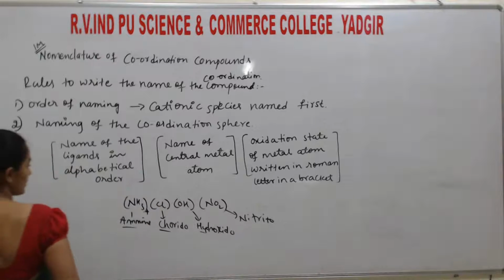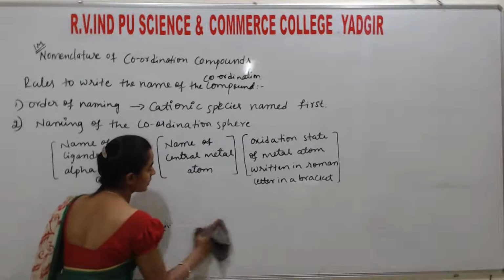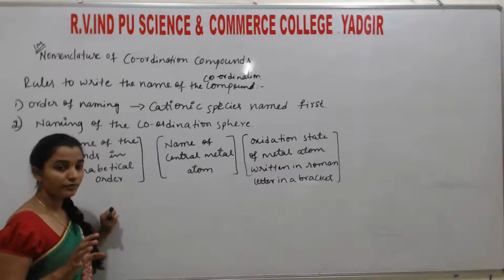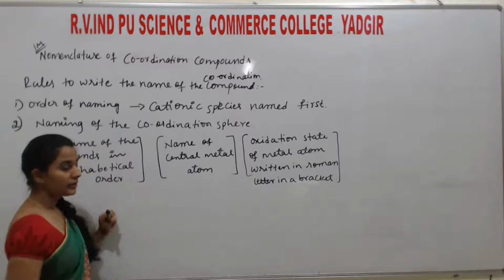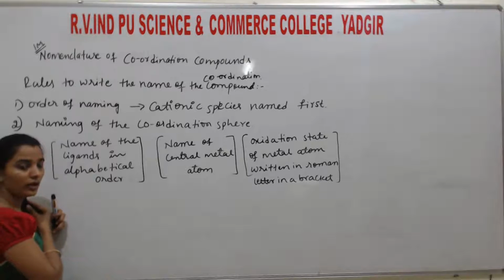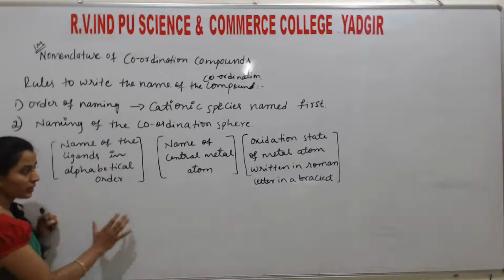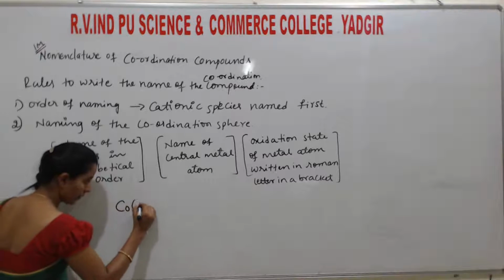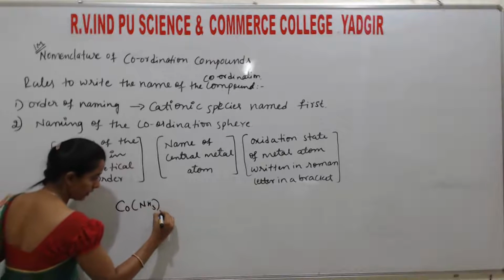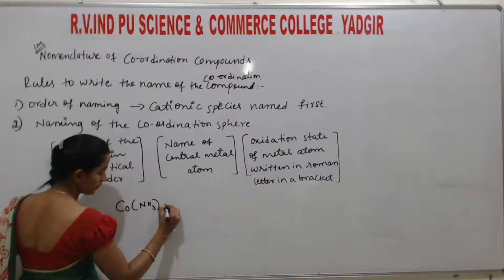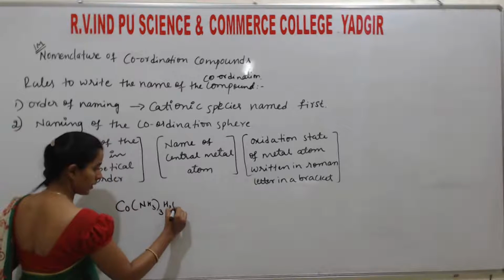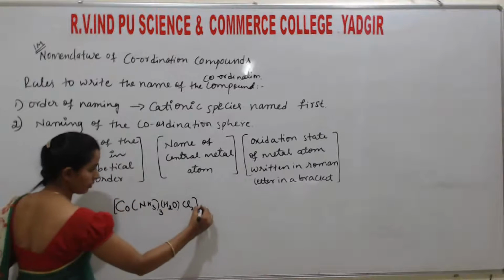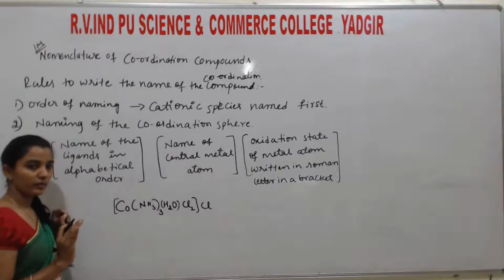Next, oxidation state of a metal written in Roman letter. This is very important, students. How to calculate the oxidation number? As I told you, I gave you a list of ligands, right? In that, neutral ligands are also there, and anionic ligands are also there. So I'll give one example of how to calculate the oxidation number. So listen, cobalt is there, NH3 3 times, H2O 1 time, Cl 3 times.